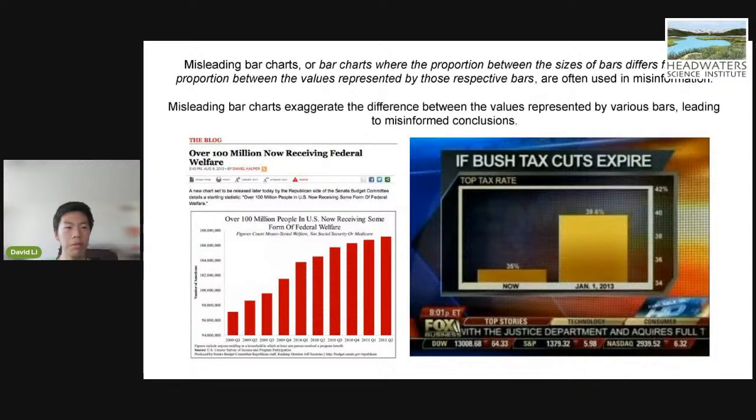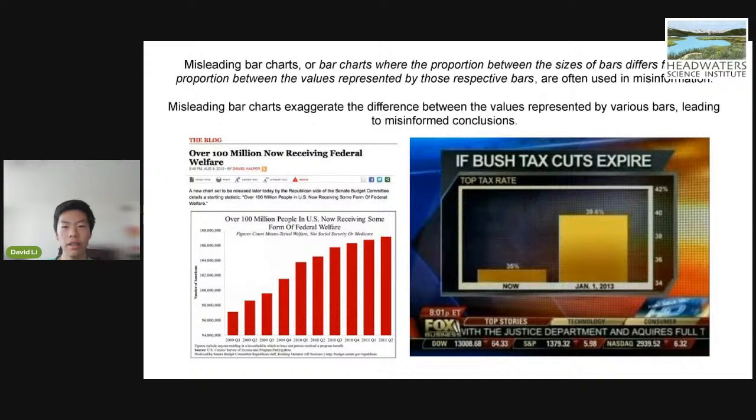Specifically, we are going to be looking at how we can fight misleading bar charts. Misleading bar charts are basically bar charts where the proportion between the sizes of the bars is different from the proportion between the values represented by those bars. So what does that mean?